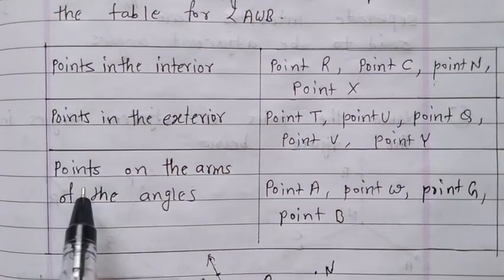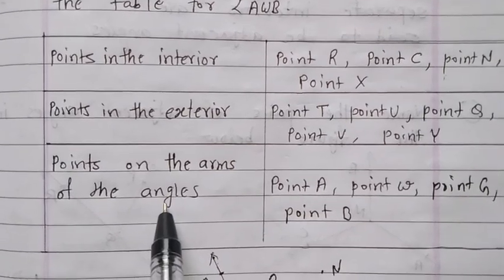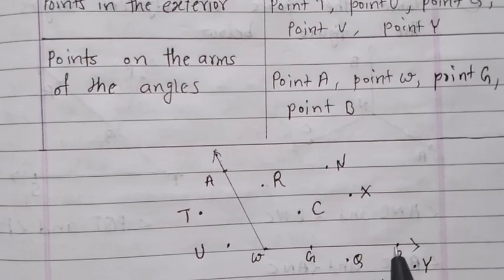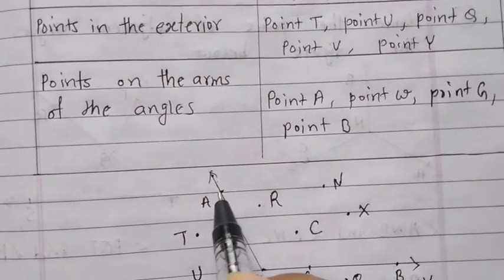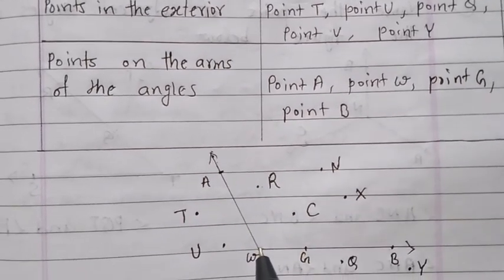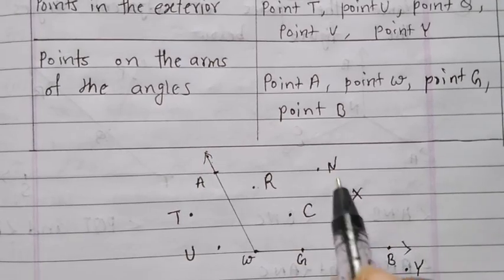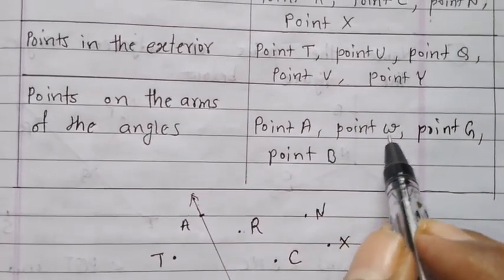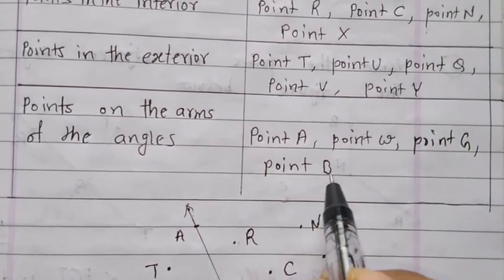Now come to the next question: points on the arms of the angle. That means those points that lie on the arms of the angle. So which points are there? Point A, point W, point G, point B. Now write in this column: point A, point W, point G, point B.